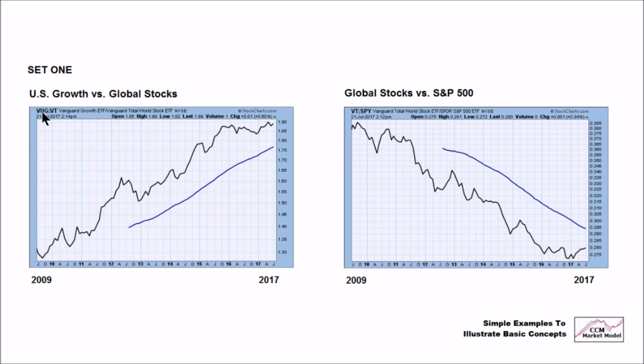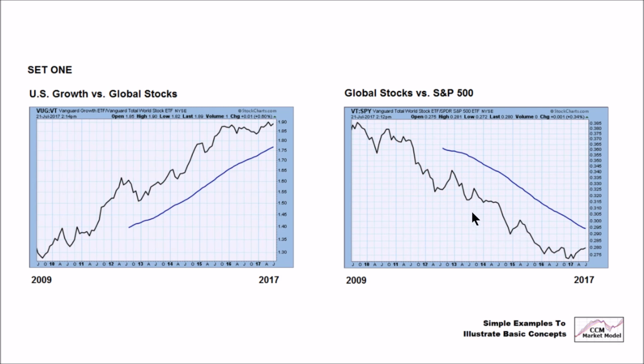This ETF has proven that it can outperform global stocks over a long period of time. This ETF, VT, or global stocks, in the present day hasn't proven anything about outperforming SPY over a long period of time. Why don't you own VT? Why aren't we in global stocks?